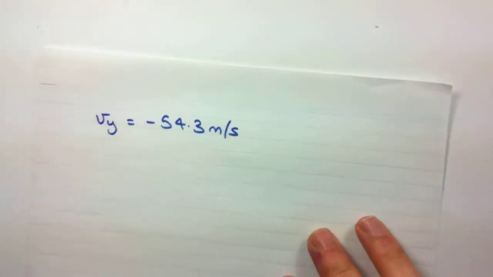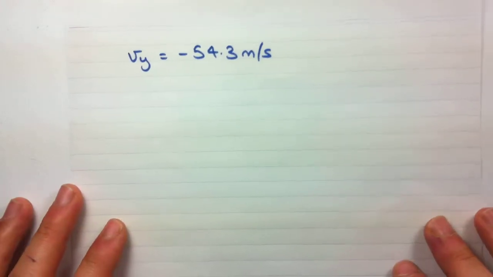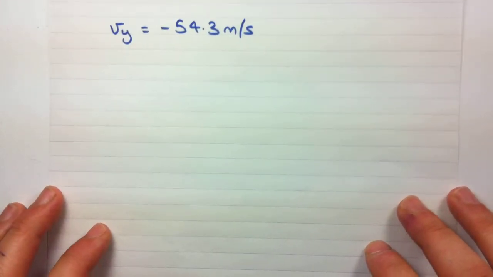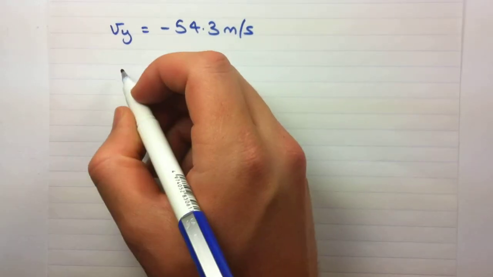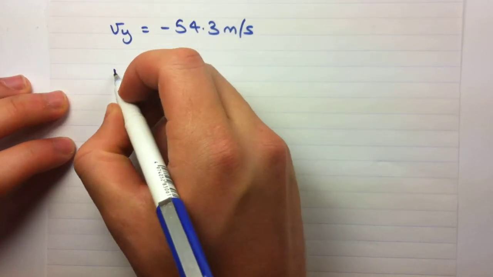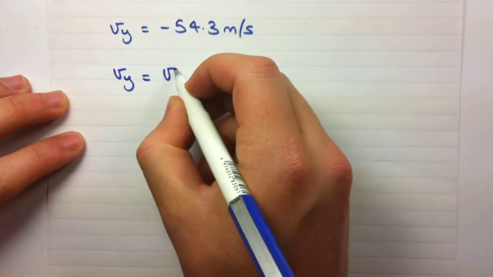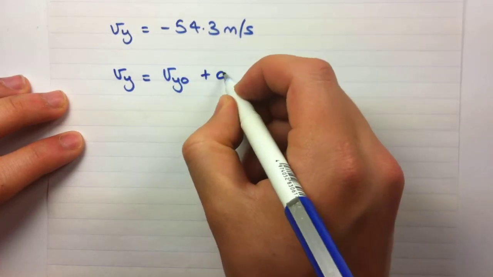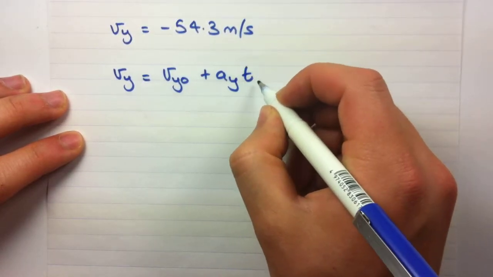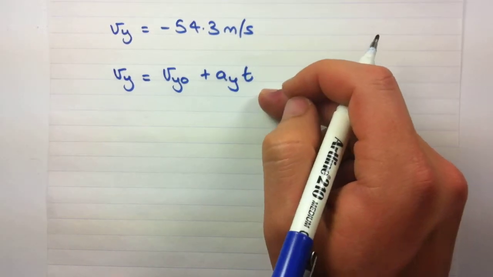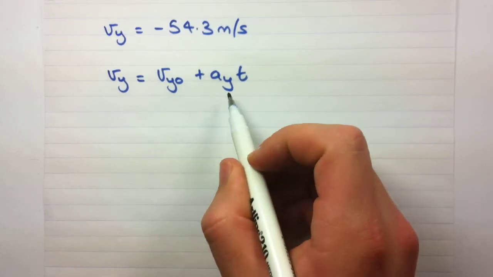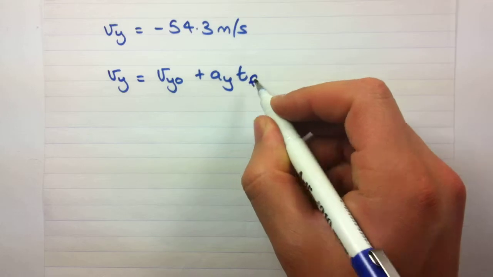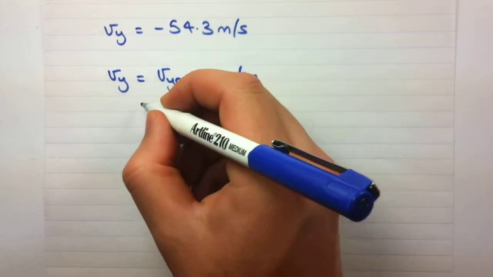Right, now why did I find the final velocity of the body in the y direction? Well, it's simply because we have another equation on our formula sheet that looks like this. Now, we know what our initial velocity is, we now know what our final velocity is, and we know what the acceleration is. So we can actually find the time of flight using that. So how long does it take to hit the water?